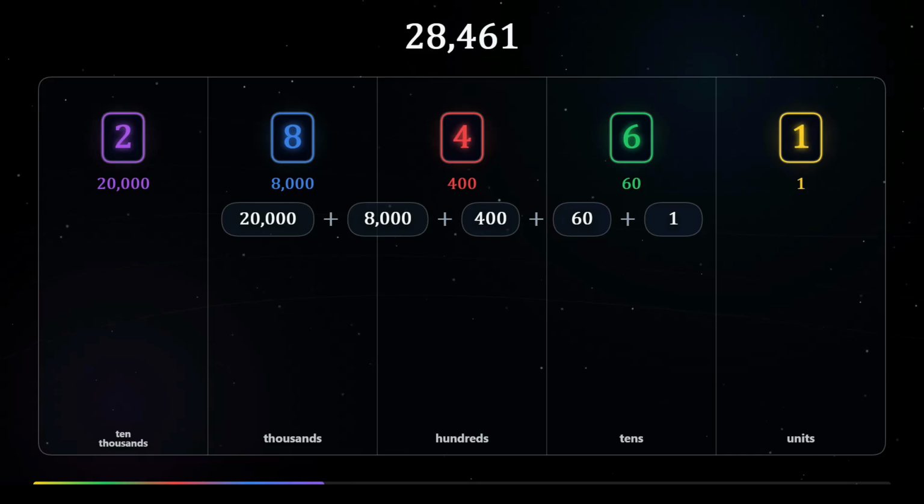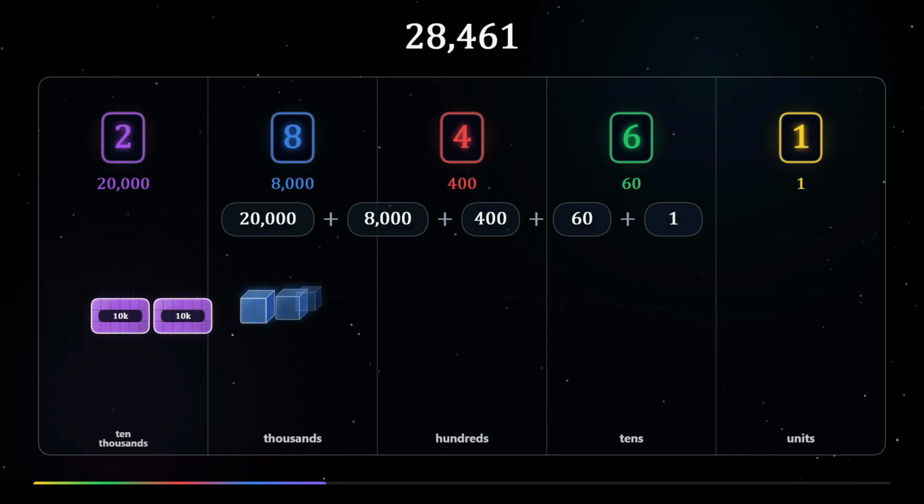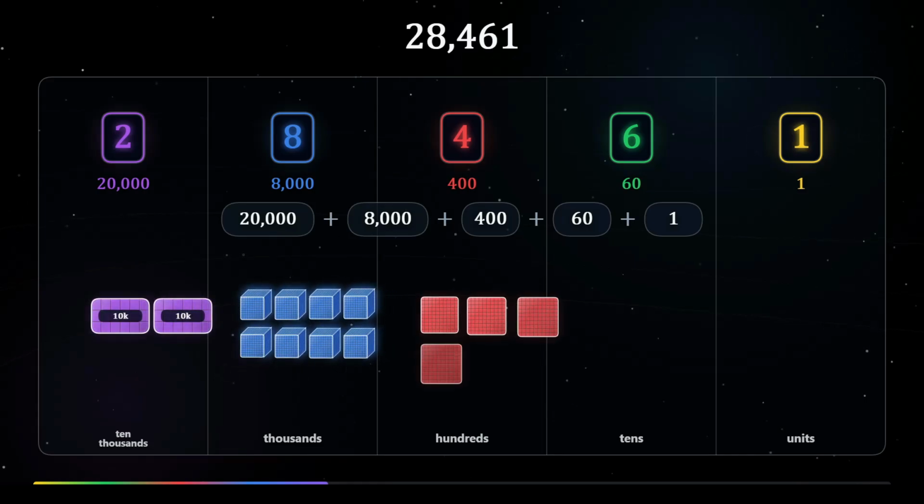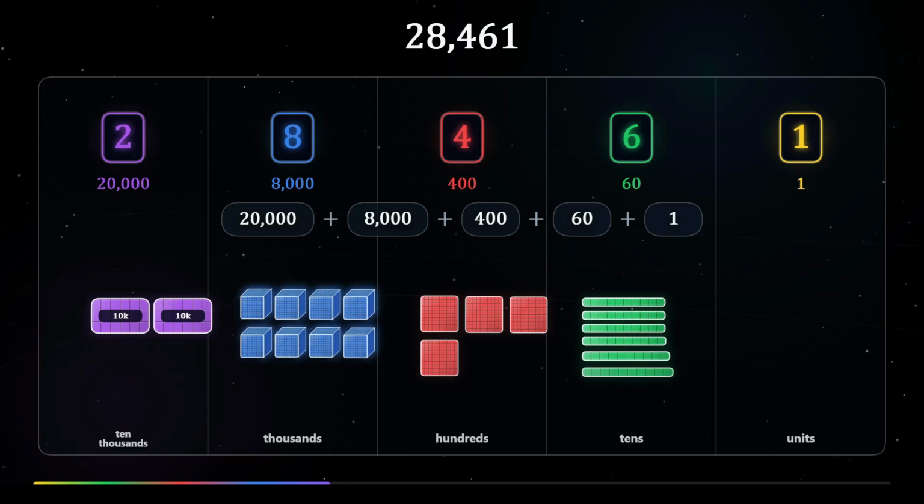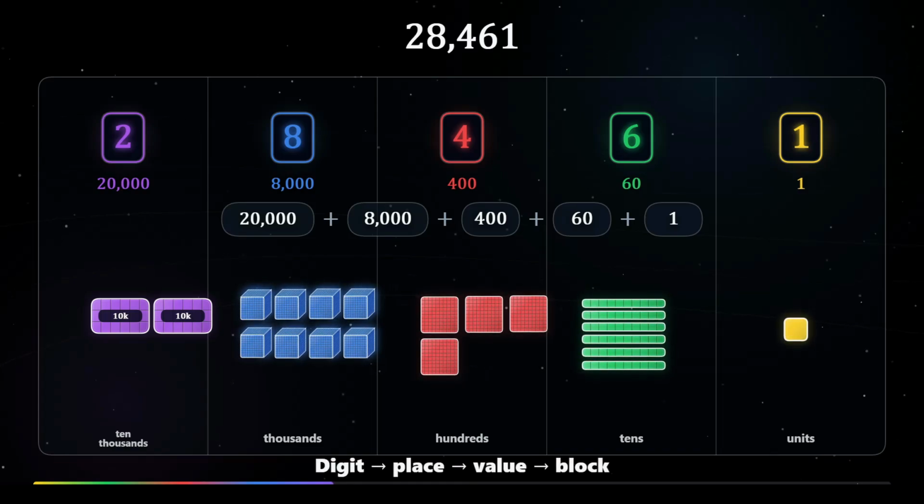Now build it. 2 10,000 blocks, 8,000 cubes, 400 flats, 6 10 rods, 1 unit cube. The number looks longer, but the method has not changed. Digit, place, value, block. Now let's go bigger.